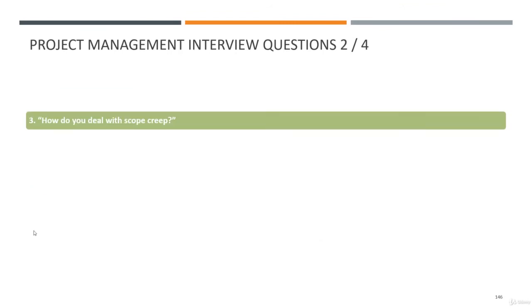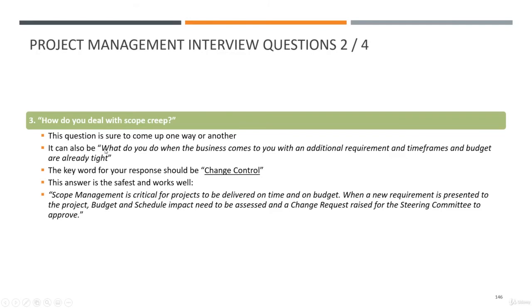So this question is sure to come up. It's not always worded this way. Sometimes it's worded a little bit differently. Like, what do you do when a business comes to you with an additional requirement? How do you control the scope of your project? How do you make sure you don't over-deliver and therefore the time frames or the budget are impacted?